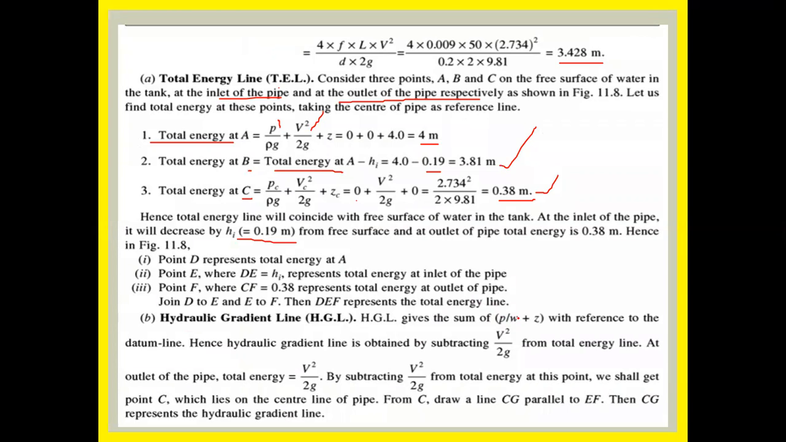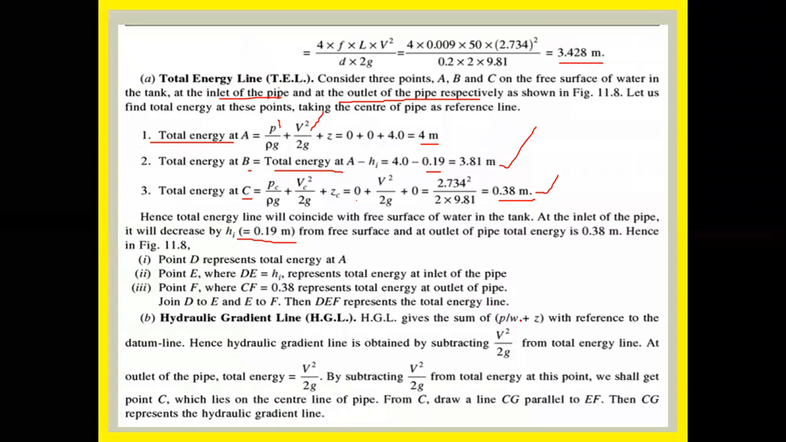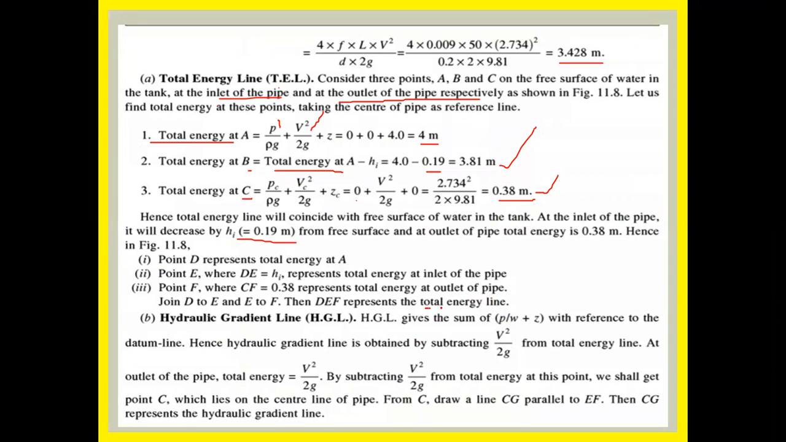Join D to E and E to F, then DEF represents the total energy line. So what is the DEF here? This DEF line represents the total energy line.